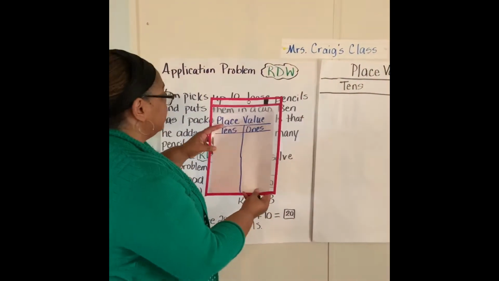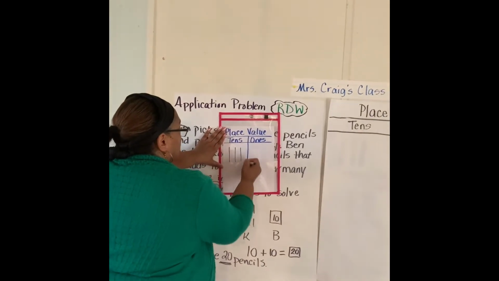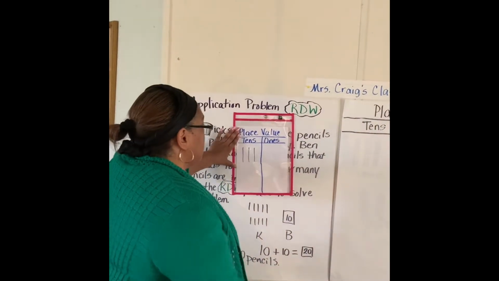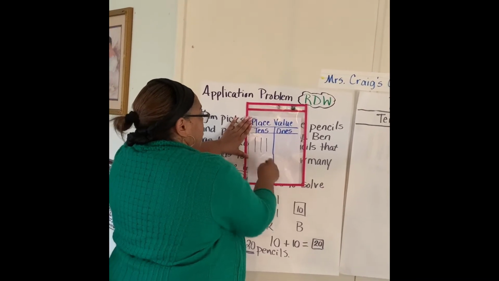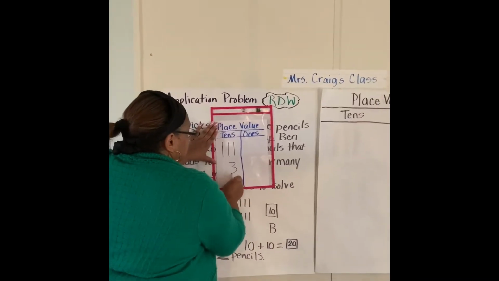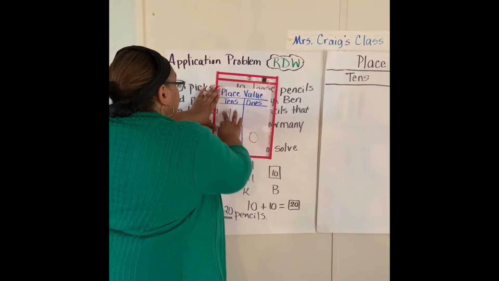we have how many 10s, boys and girls? 3 10s and how many ones? 0. So if we count, boys and girls, we have 10, 20, 30. So what is our number, boys and girls? Our number is 30. Very good.